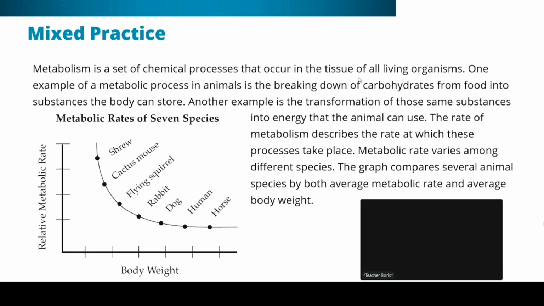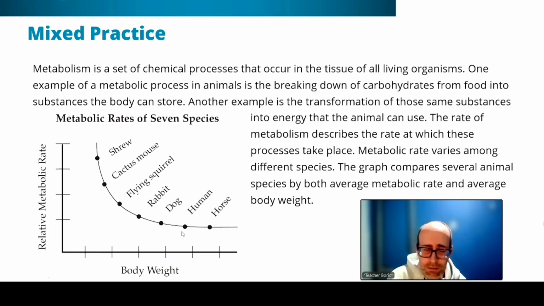All right, gang, welcome back. Let's go ahead and review this one. So here we have some text to help us make sense of the graph. Metabolic rates of 7 species. We have body weight and relative metabolic rate. Now let me know in the chat, what's the obvious trend that jumps out at you relating body weight to relative metabolic rate?